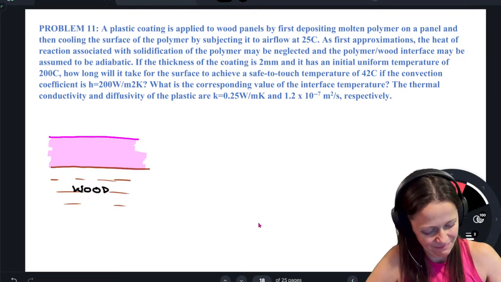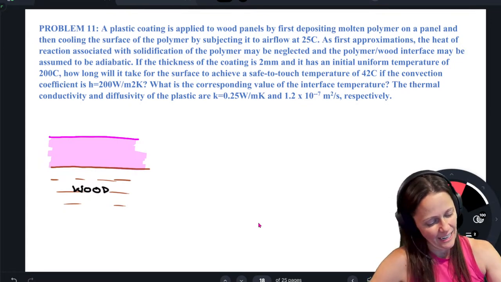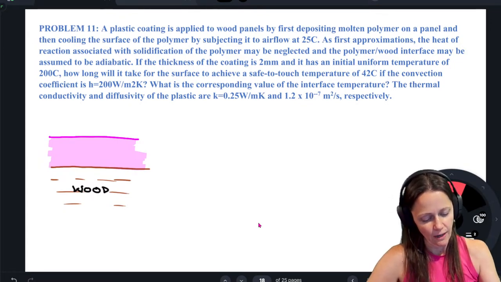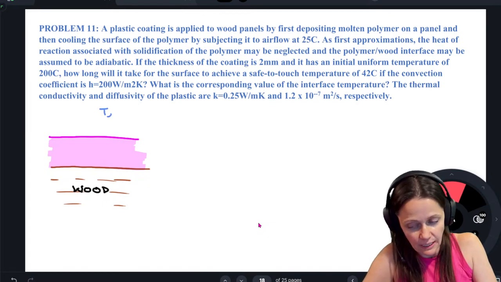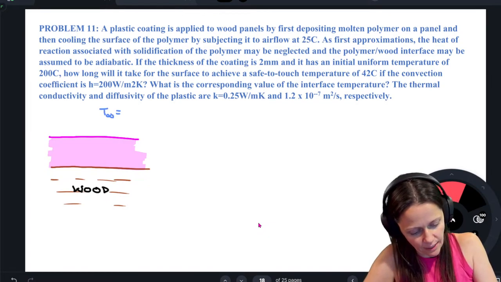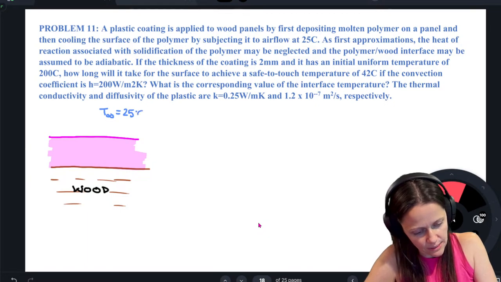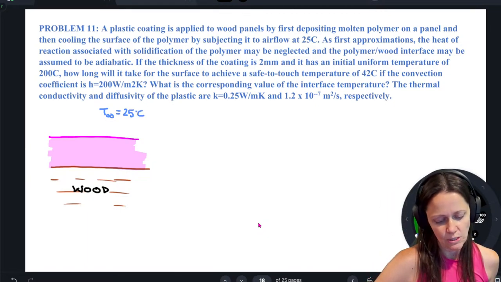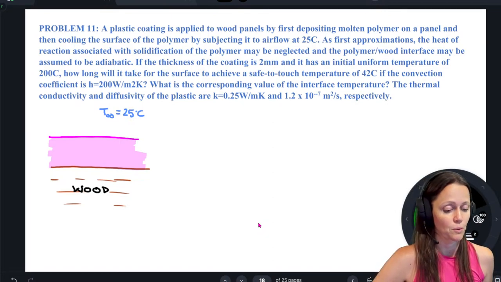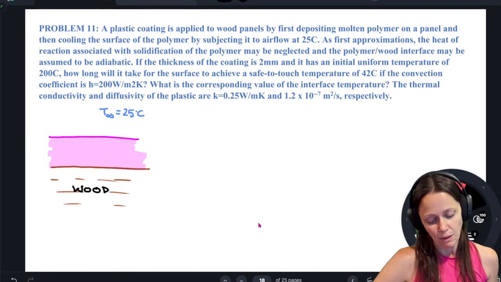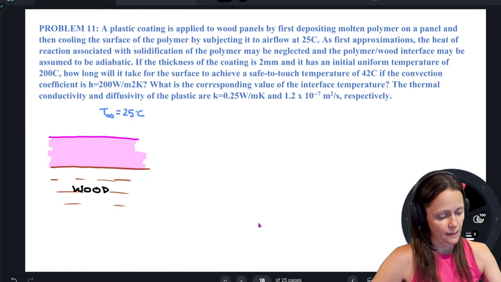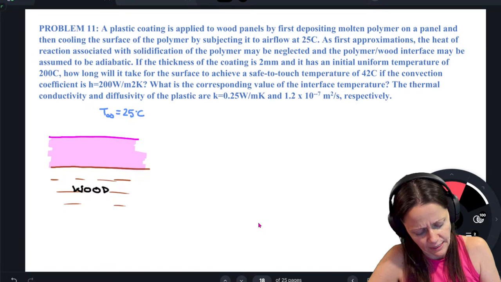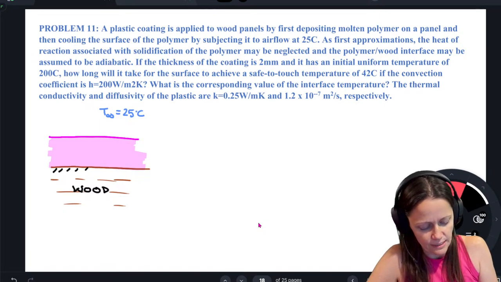Okay, there we go. And then we're subjecting it to airflow. So I've got a T infinity out here, and this is 25 degrees Celsius. At first approximation, the heat of reaction associated with the solidification of the polymer may be neglected, and the polymer-wood interface may be assumed to be adiabatic. So it's really the second part of that that's important. This is an adiabatic surface, is what they're saying.